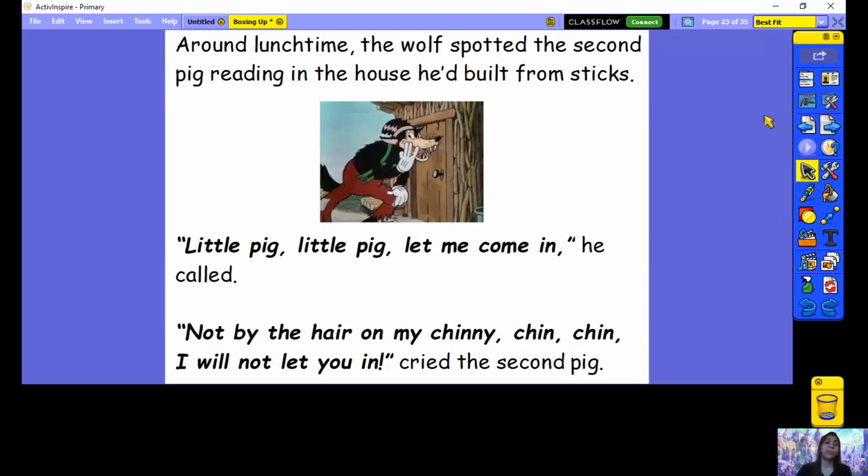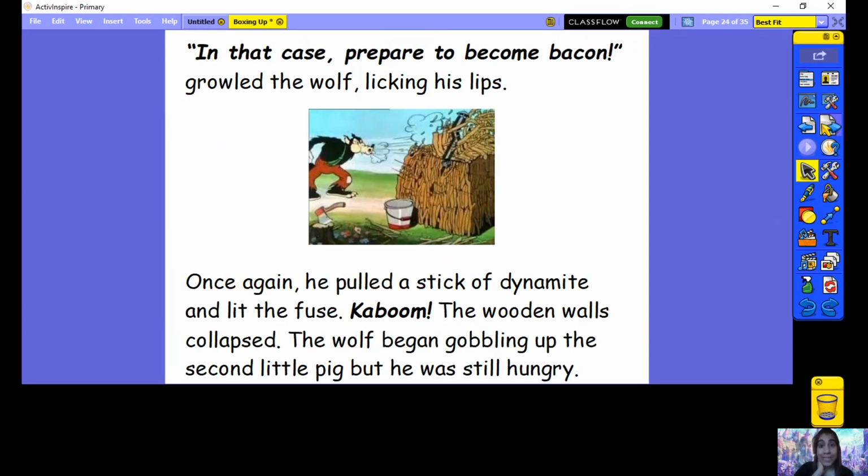Okay, so third section. Around lunchtime, the wolf spotted the second pig reading in the house he'd built from sticks. "Little pig, let me come in," he called. "Not by the hair of my chinny chin chin, I will not let you in," cried the second pig. "In that case, prepare to become bacon," growled the wolf, licking his lips. Once again, he pulled a stick of dynamite and lit the fuse. Kaboom! The wooden walls collapsed. The wolf began gobbling up the second little pig, but he was still hungry.